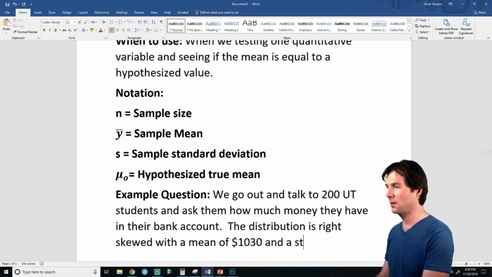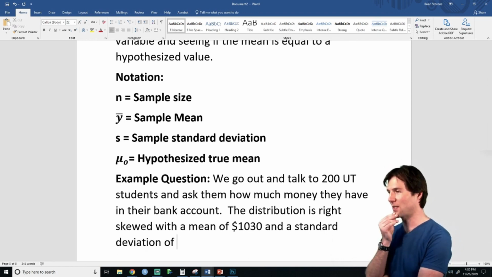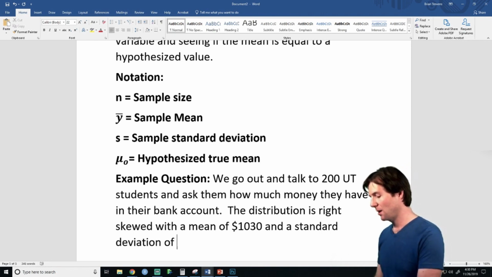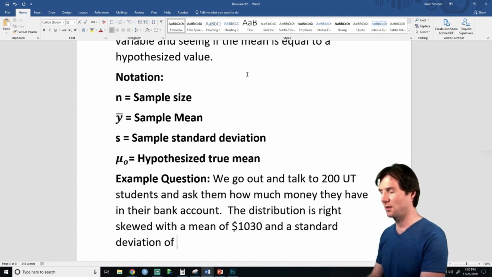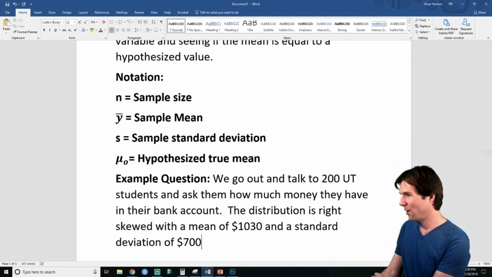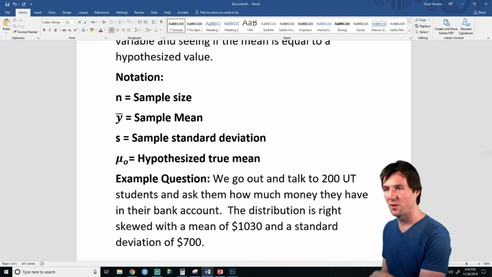And a standard deviation of, I'm literally trying to solve this as we do this to see if I can get us to some pretty decent values. Okay, so let's say a standard deviation of 700. Cool, this will be pretty interesting. I think this should turn out to a t of about, it's gonna be a very small t. We'll be good.